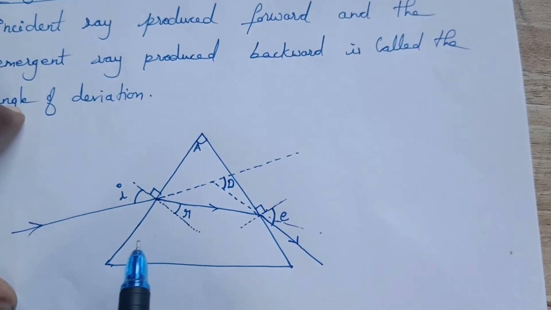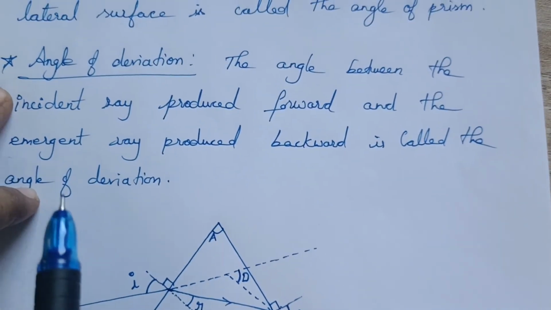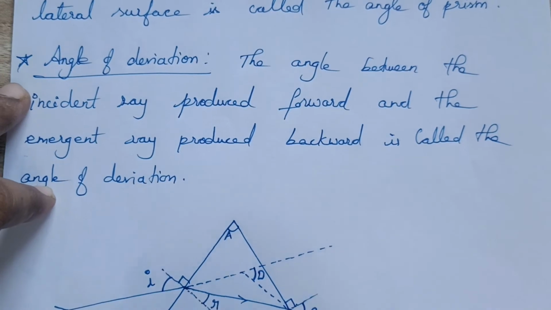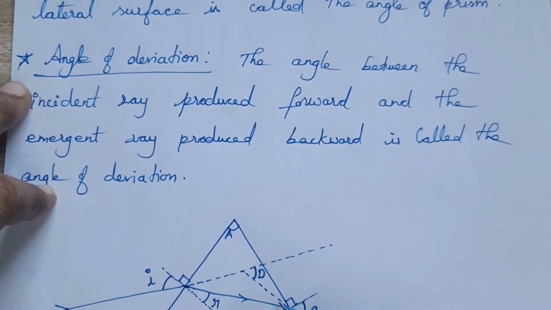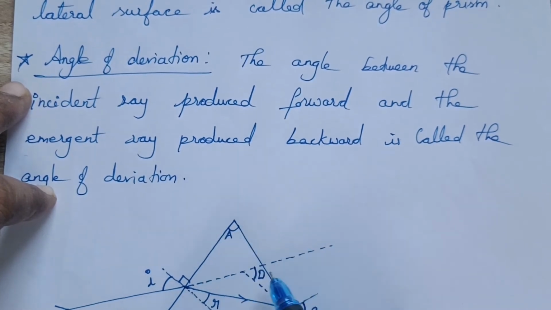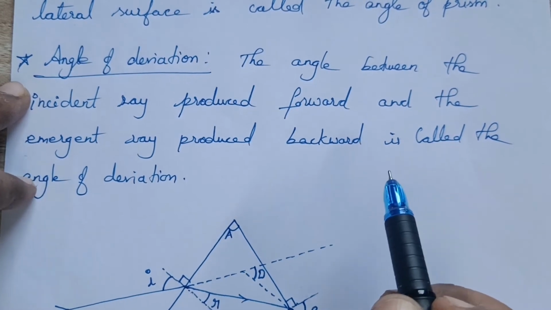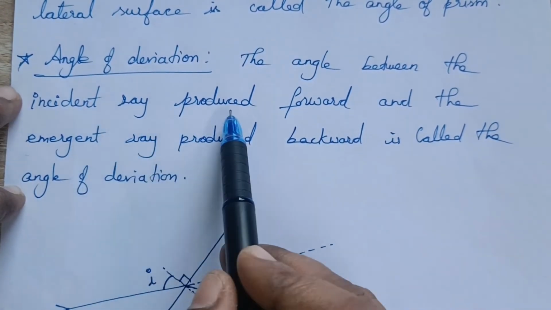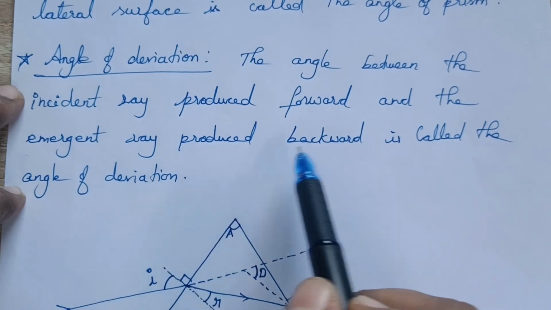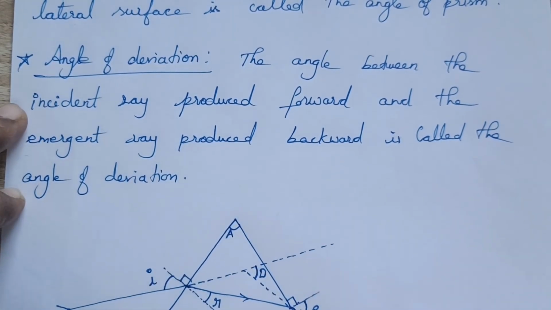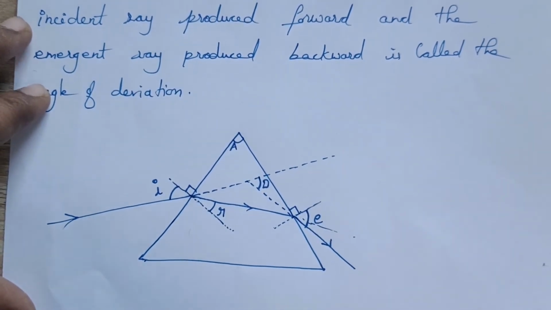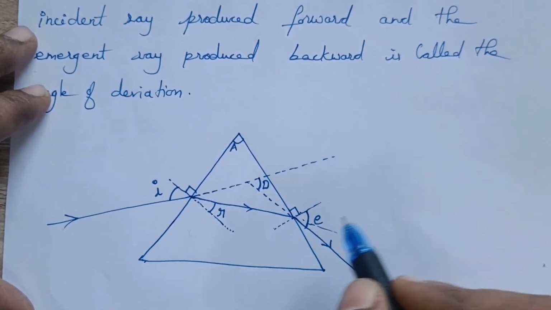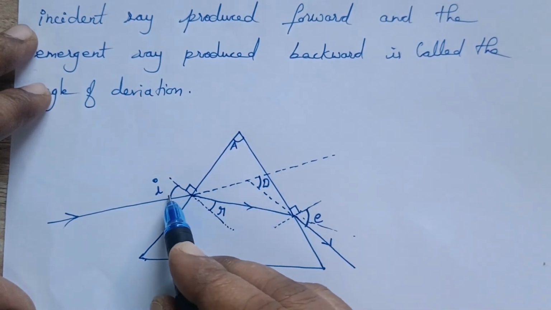Now you can read this angle of deviation. What is this? It is the angle between the incident ray produced forward and the emergent ray produced backward, and it is called the angle of deviation, right? This is represented by D, and this is the angle of emergent, and this is the angle of incident.